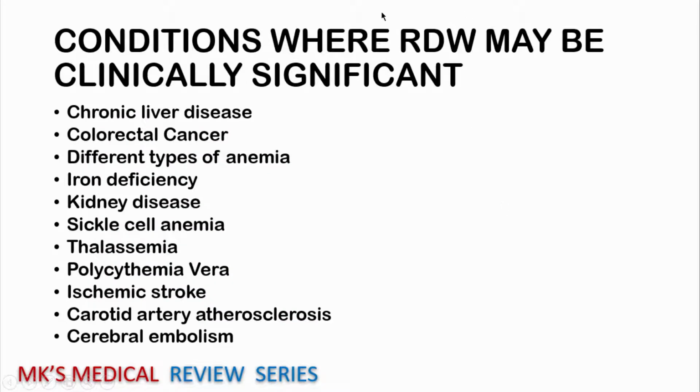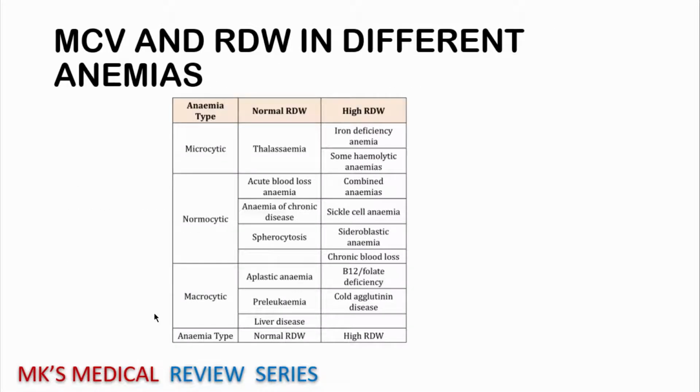So some conditions that may be significant for an RDW: chronic liver disease, colorectal cancers, different types of anemias, iron deficiency anemia, kidney disease, sickle cell anemia, thalassemias, polycythemia vera, ischemic strokes, carotid artery atherosclerosis, even cerebral embolism. So here's a table showing you the different anemias that may vary with the MCV and the RDW.